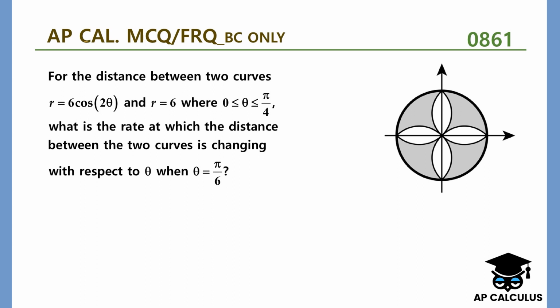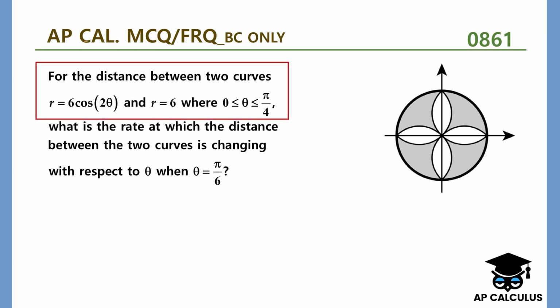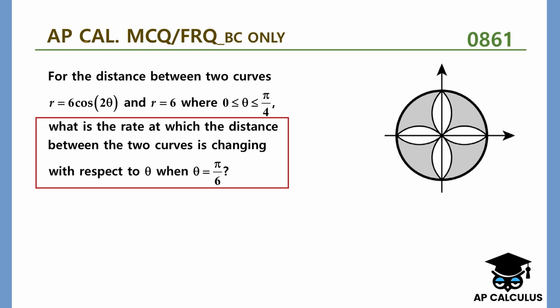Question A61. For the distance between two curves, r is equal to 6 cosine 2 theta and r is equal to 6, where theta is from 0 to pi over 4, what is the rate at which the distance between the two curves is changing with respect to theta when theta is equal to pi over 6?